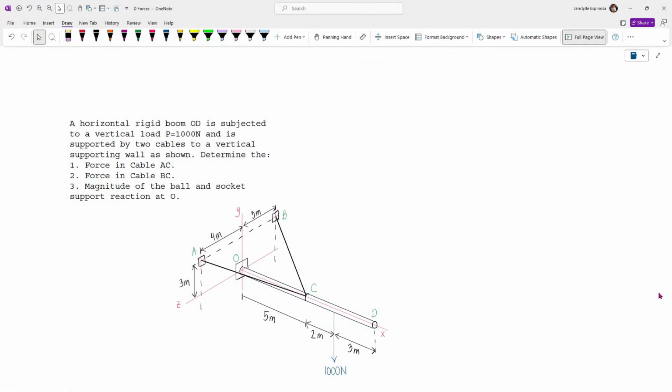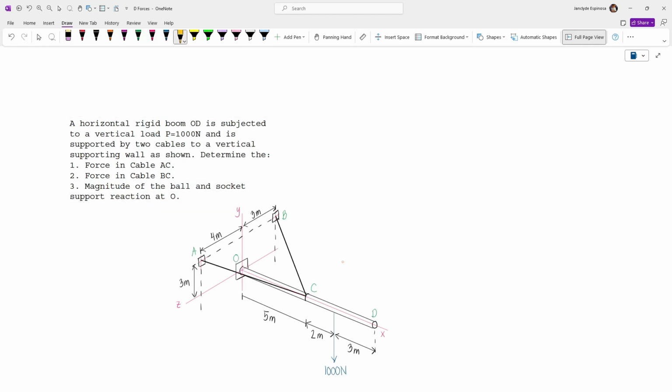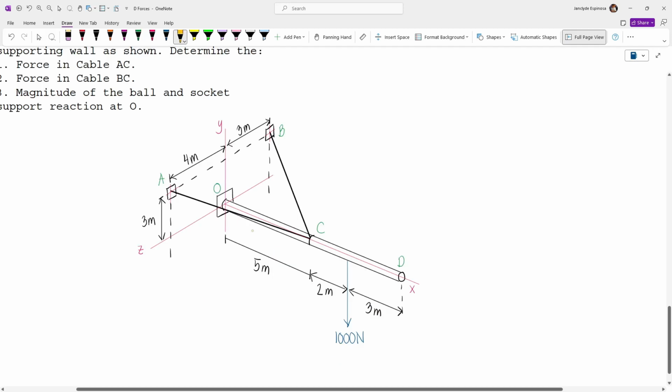Now, to make our discussion more holistic, let's try out this example wherein the applied load is not directly at the joint, and then we also have another support here at O, which is a ball and socket support. And so what we're going to do first is we'll assume the directions of the tension of cable AC, this one, and also cable BC. And then here at the support at O, we will have 3 reactions, because for ball and socket supports, we have one reaction along X, another reaction along Y, and another reaction along Z. And so that's why we'll have 3 reactions.